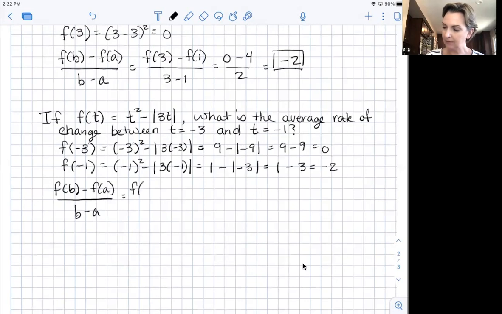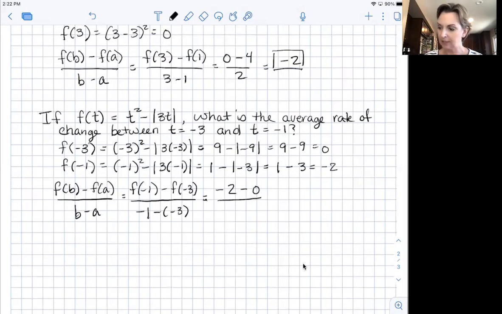Okay, so this is going to be the value of the function at -1 minus the value of the function at -3, all over -1 minus -3. So many negatives. All right, so this ended up being -2, and this ended up being 0. And minus a -3 is a +3. So -1 plus 3 is 2. So -2 divided by 2 is -1. Did you get a -1? Hope you got a -1.